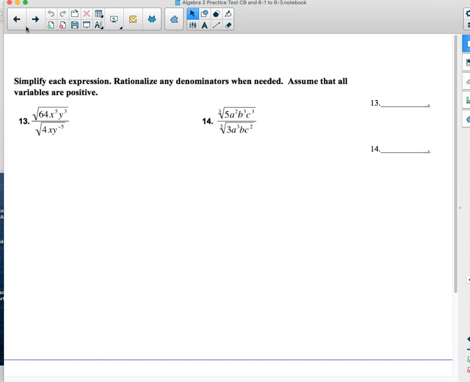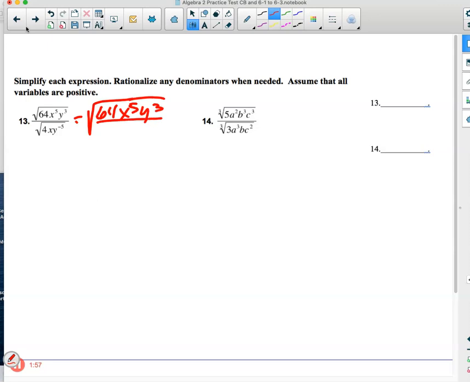All right, so I'm looking at 13. And I think, wait a minute, isn't 64 divisible by 4? Sure it is. And there's x's on the top that could be simplified with the ones on the bottom. And there's y's that could be simplified. Well, they split that up, hoping I wouldn't notice that. I'm going to make it one big fraction. They do that. Test writers try to pull a fast one on you all the time.